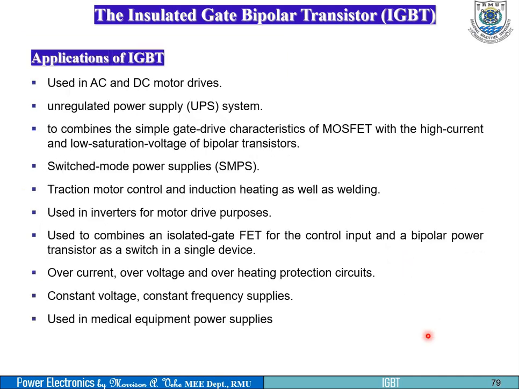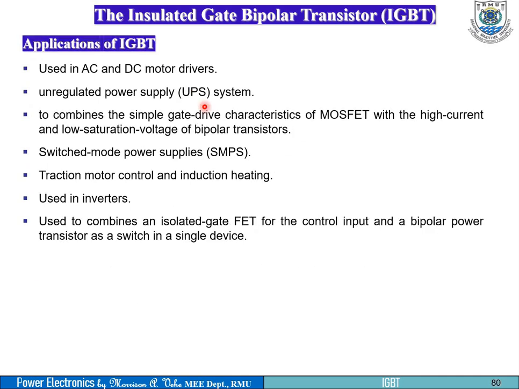Applications. These are some of the things we can say about this kind of device. In AC and DC motor drives, uninterruptible power supply, that's UPS systems, to combine the simple gate drive characteristics of MOSFET with a high current, switch mode power supplies and so on and so forth. So these are some applications. You can read and even research more detailed applications of IGBTs. A lot more here.